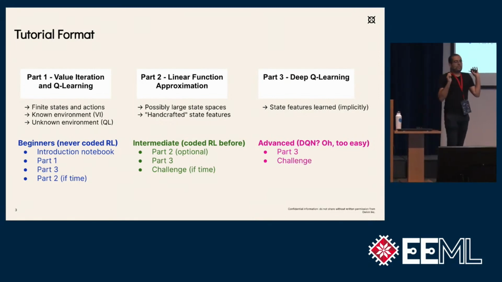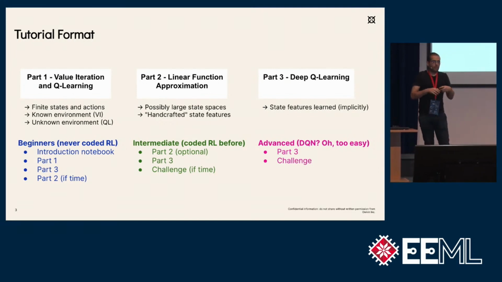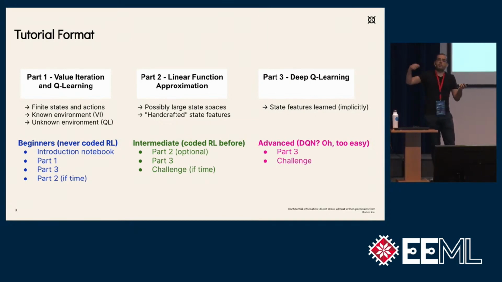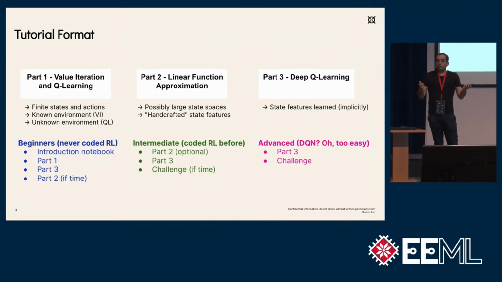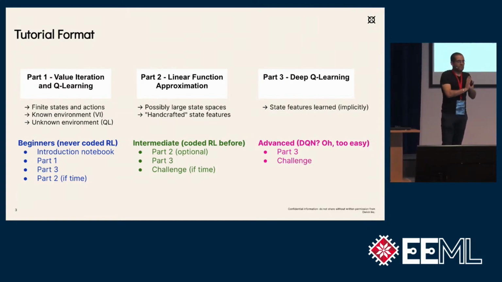The first part starts with very simple environments with finite states and actions. And if you know the dynamics of the environment, so if you know the reward function and the transition probabilities exactly, you can run value iteration, applying the Bellman operator, to obtain one optimal policy. And if you have an environment that you don't know, so you can only sample from it, only taking actions and observing outcomes, you can use Q-learning. So that's the first part. Finite spaces, finite actions, where everything is simple and easy.